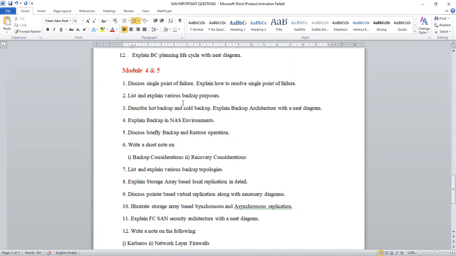You have to figure out, prepare a table and figure out the differences. Explain the backup architecture with a neat diagram. Explain the backup in a NAS environment. That's also a very important question.